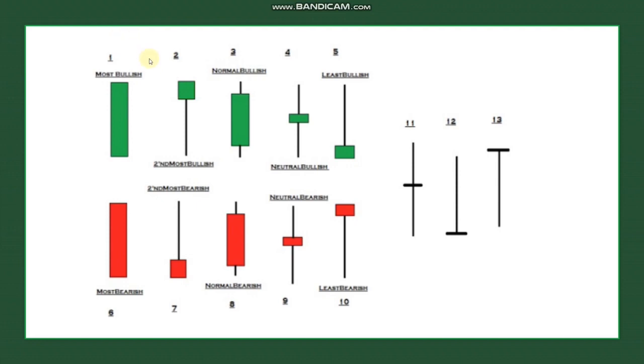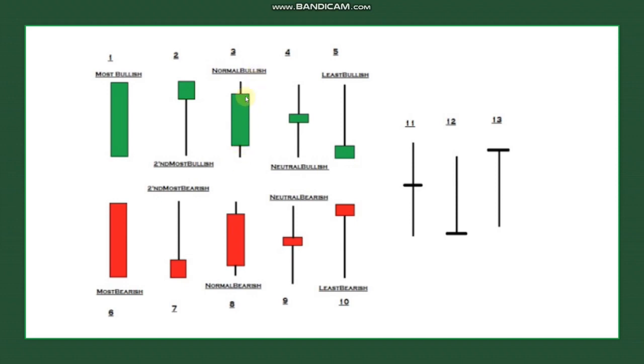Suppose the market is in a downtrend, and sellers tried to push the market downward, but suddenly buyers jumped in. They did not allow the market to go down, and they pulled the market up and closed it here. So whenever you see a candlestick like this, you'll understand that there are certain buyers in the market who are not allowing the market to go down further. So there is a high chance that the market is about to go up. Number 3 is a typical normal bullish candle.